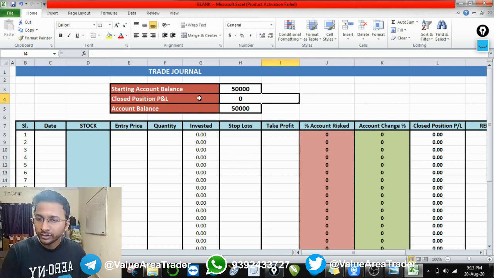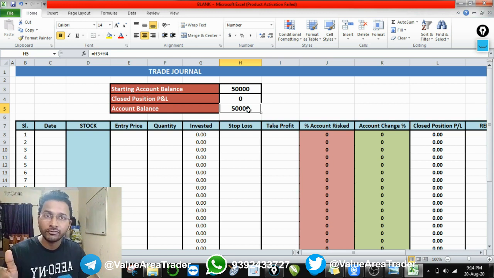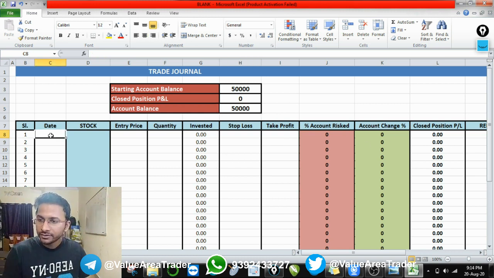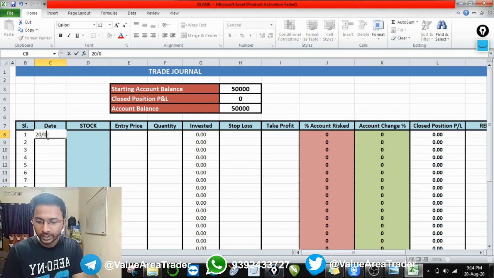Next is the close position P&L. Whenever you put trades here and close them, your total profit and loss will automatically show here. And your account balance is the final balance, after taking each trade, showing whether you're in positive or negative account balance based on whether your trades are profitable or in losses. That will be shown in the third column here. Now what you have to enter here, first and important, is the date on which you are taking the trade. Let's say today is the 28th, so 28th of the 8th month, 2020.